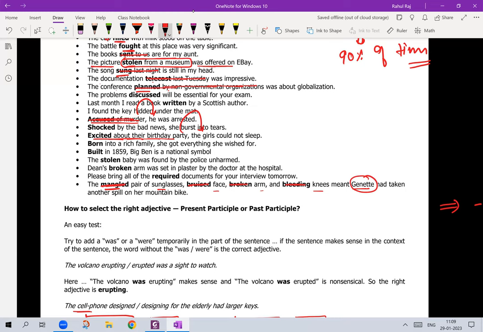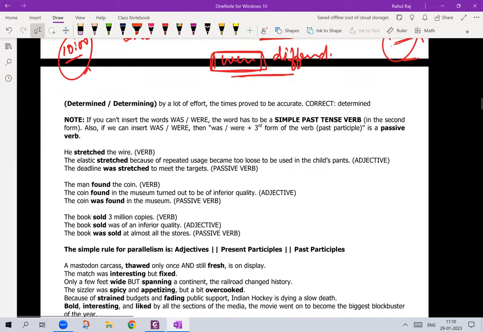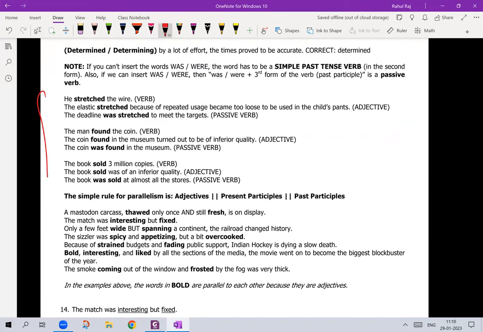Okay. Agreed. So this is an adjective which is referring to this noun. This is an adjective which is referring to this noun. But technically, everything is going back to Geneti only. Nothing else at all. Always. This is a proper rule, that parallelism always goes back to one subject. It might not look very direct to you, but if you understand, it will 100% go back to one subject.